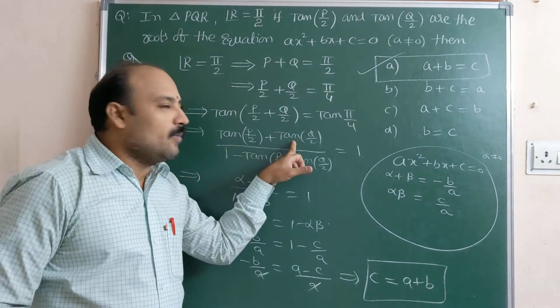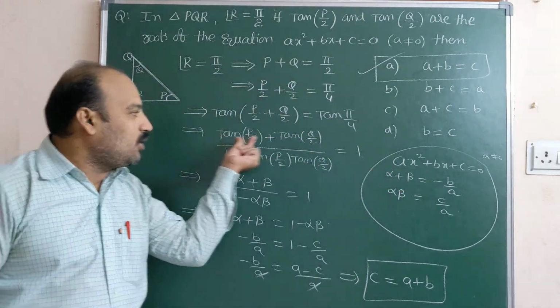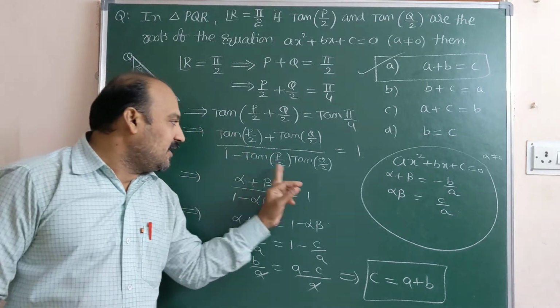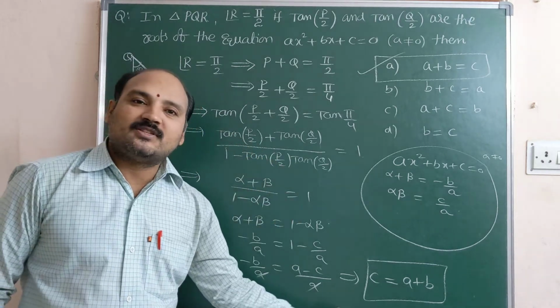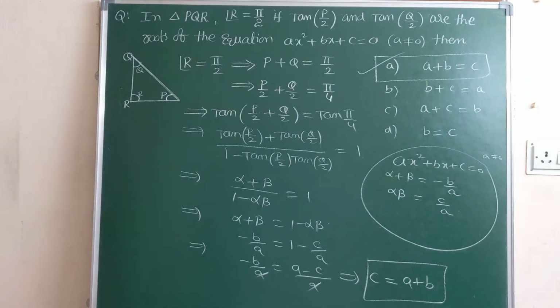Tan P by 2, tan Q by 2 are the roots of this quadratic equation. So alpha I am taking as tan P by 2, beta I am taking as tan Q by 2. So sum of the roots by 1 minus product of the roots. C equal to a plus b. We will move on to the next question, dear students.